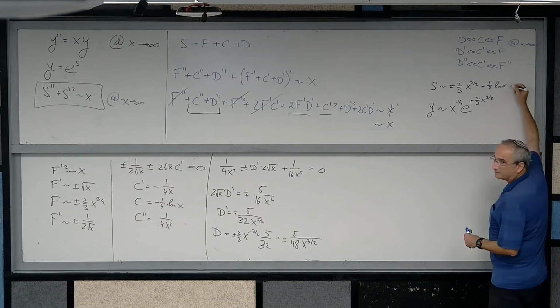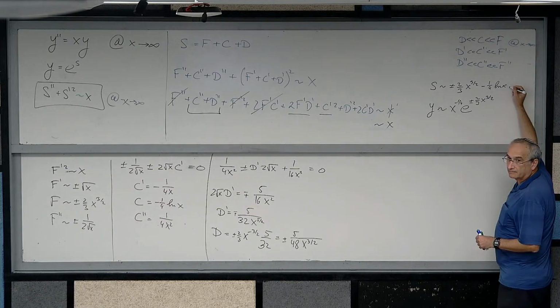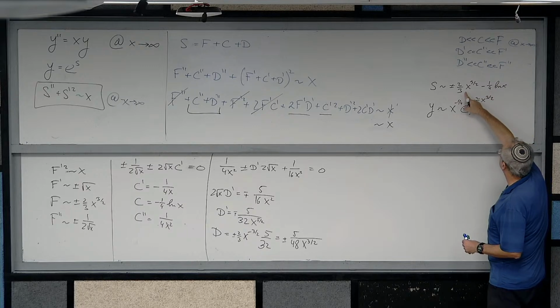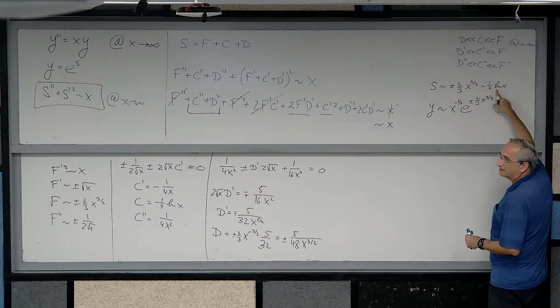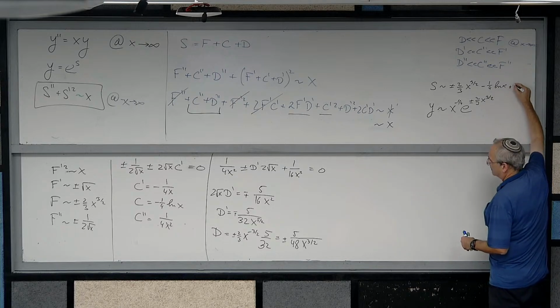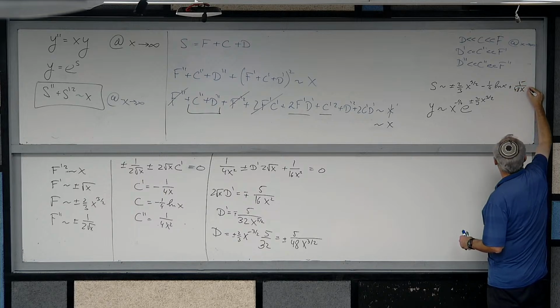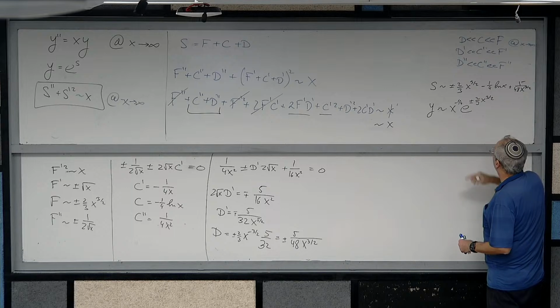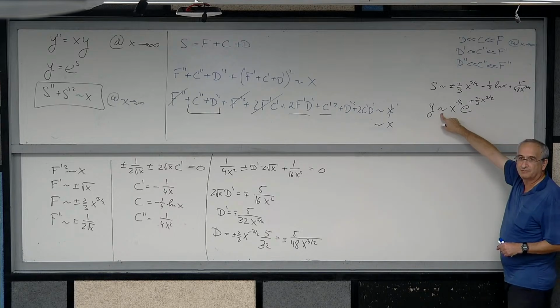What's the extra term? This was F, this was C, and what is D? Plus minus 5 over 48 x to the 3/2. Now I know that this is actually an asymptotic relationship.